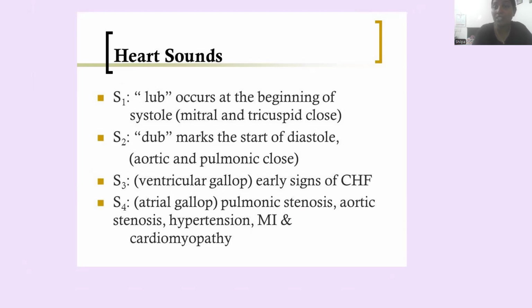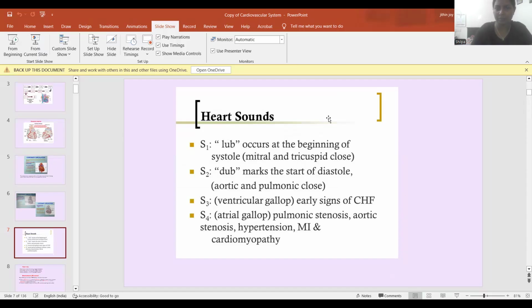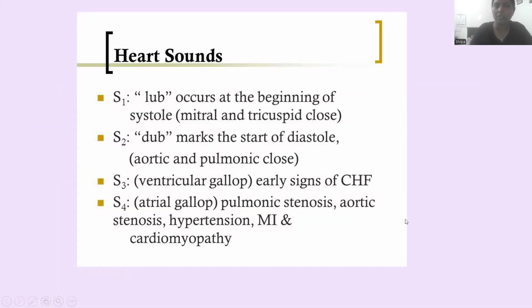We can rule out S4 with pulmonic stenosis, or in those who have aortic stenosis, severe hypertension, MI, or a chance of cardiomyopathy. So in such cases we can find S4. Not always. S3 is related to congestive heart failure, and S4 can be found with cardiomyopathy and certain cardiac cases. So these are the major things.